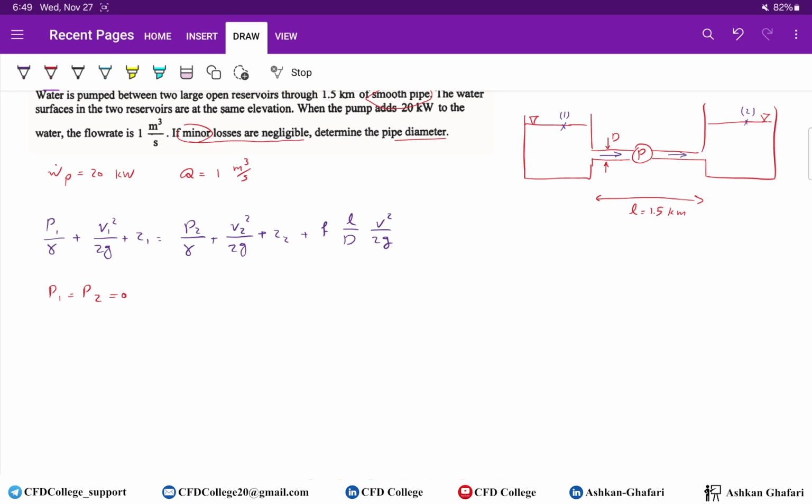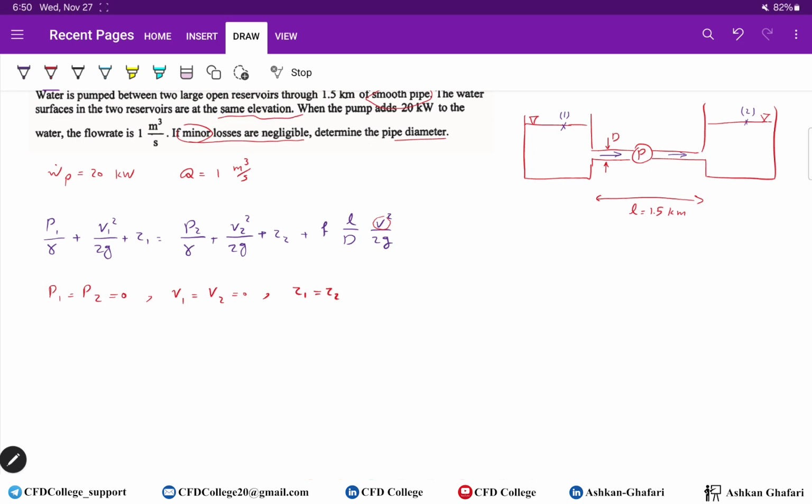What do we know? P1 equals P2 equals 0 because both are free surfaces at atmospheric pressure. At these free surfaces, velocities are also 0. So V1 equals V2 equals 0. That's why I never put the subscript for this velocity. And also Z1 equals Z2 because of the same elevation we have in these reservoirs.